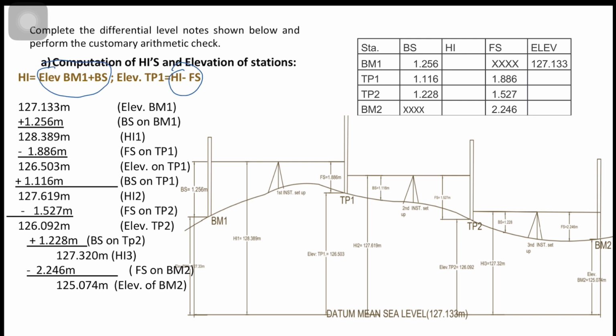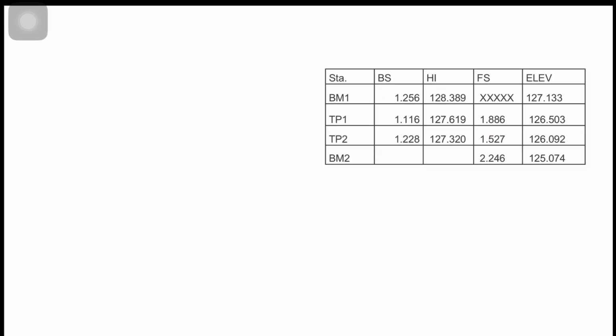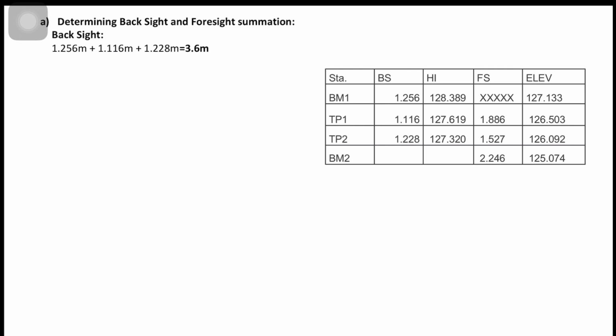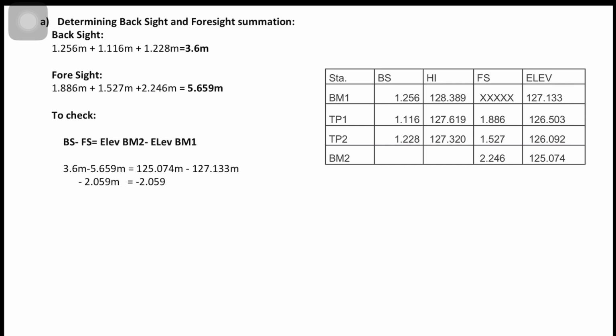Now, let's perform the arithmetic check. We add all the backsights, which equals 3.60 meters. Then we add all the foresights, which equals 5.659 meters. The difference of the summation of BS minus the summation of FS is equal to negative 2.059.